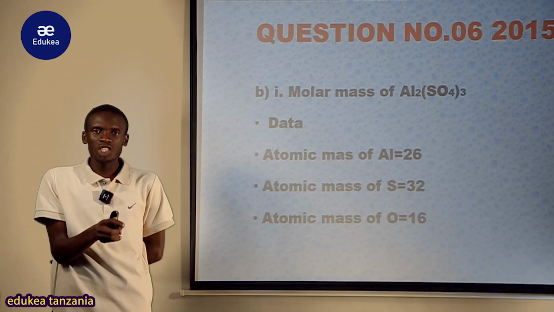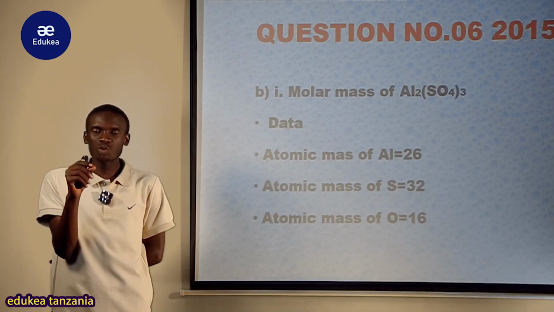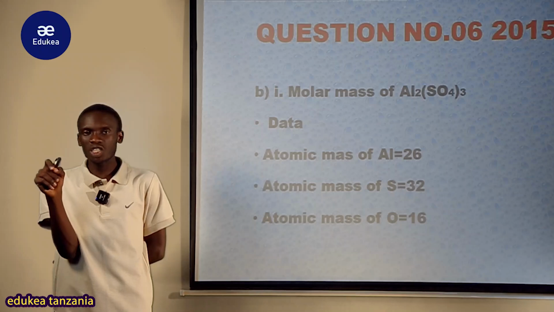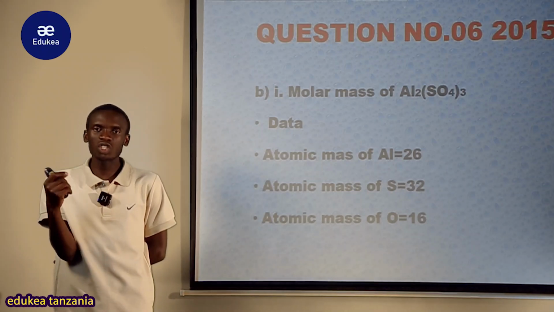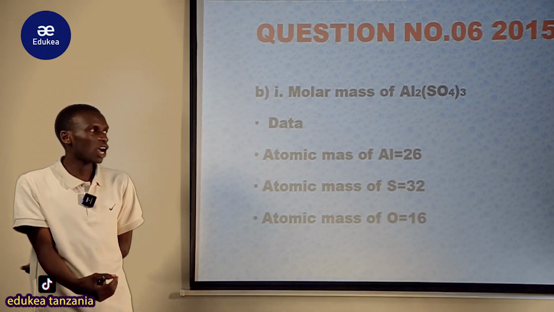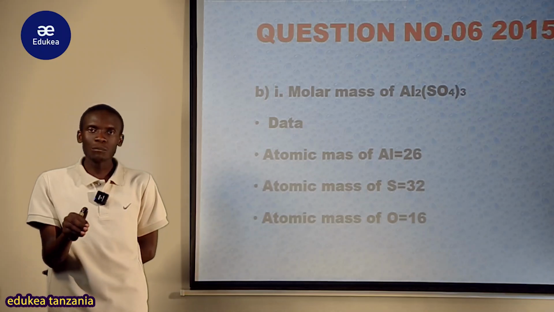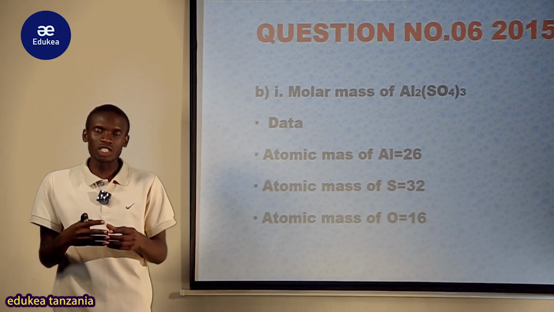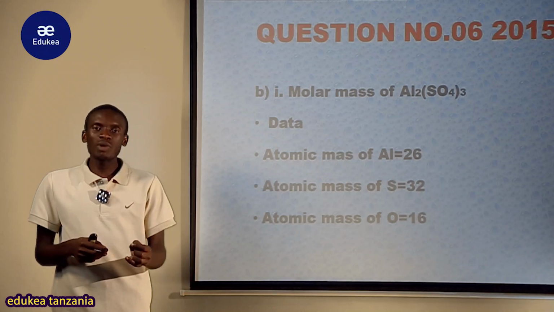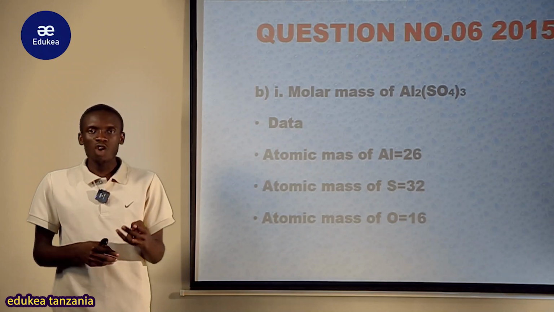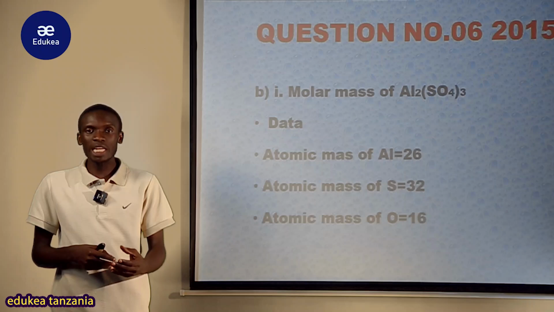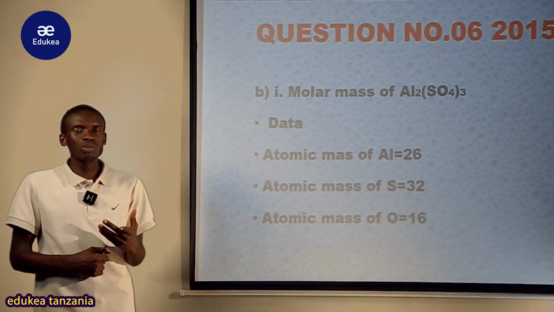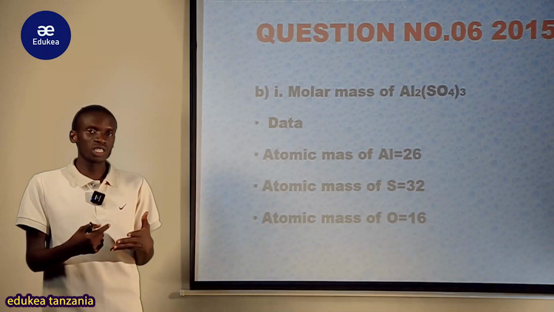Aluminium ni ya 13, 13 mara 2 ni 26, unajumlisha na 1 kwa sababu ni odd number. 13 mara 2 ni 26, ukiongeza na 1 inakuwa ni 27. Hiyo ni atomic mass ya aluminium. Tunajua kutafuta molecular mass ya zile odd number element. Kwa mfano sodium ni ya 11. 11 mara 2 ni 22. Utajumlisha 1 unapata ni 23. Aluminium ni ya 13, 13 mara 2 26, utaongeza 1 itakuwa 27.